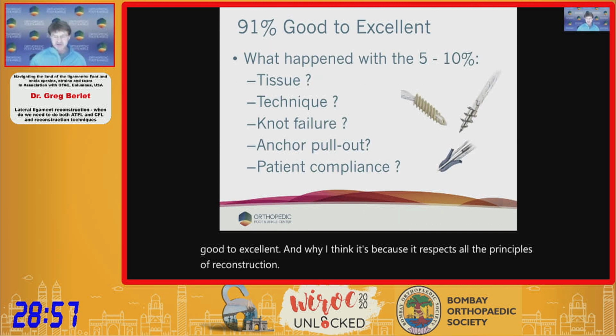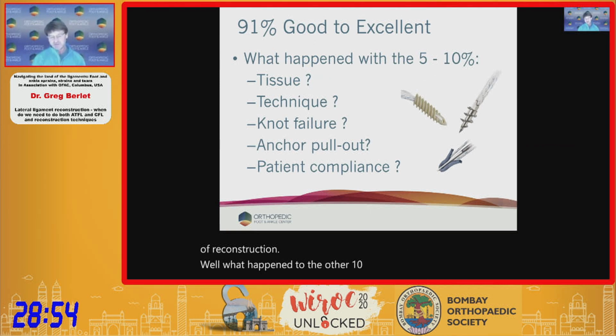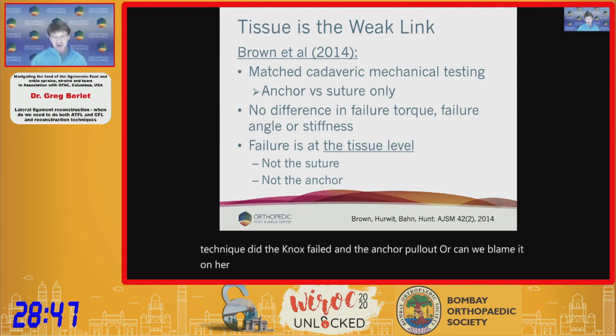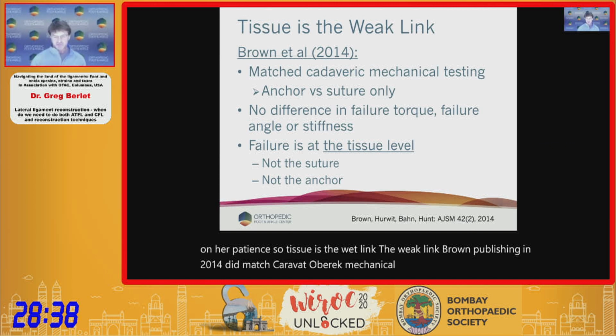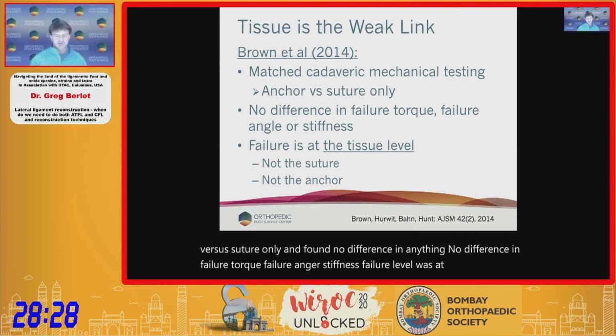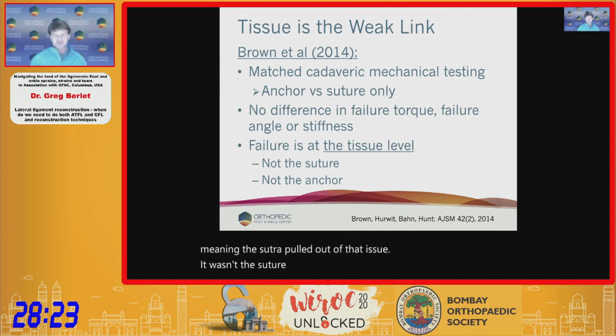Well, what happened to the other 10%? Was it the tissue? Was it the technique? Did the knots fail? Did the anchor pull out? Or can we blame it on our patients? So tissue is the weak link. Brown, publishing in 2014, did matched cadaveric mechanical testing, and he did anchor versus suture only and found no difference in anything. No difference in failure torque, failure angle, or stiffness. Failure level was at the tissue level, meaning the suture pulled out of the tissue. It wasn't the suture, it wasn't the ankle, this was the tissue level.